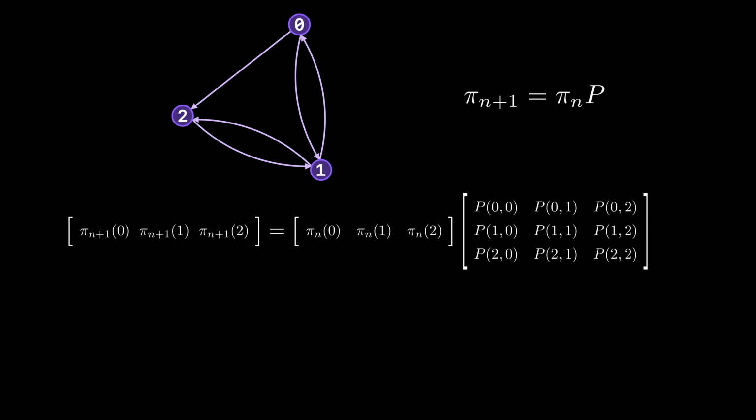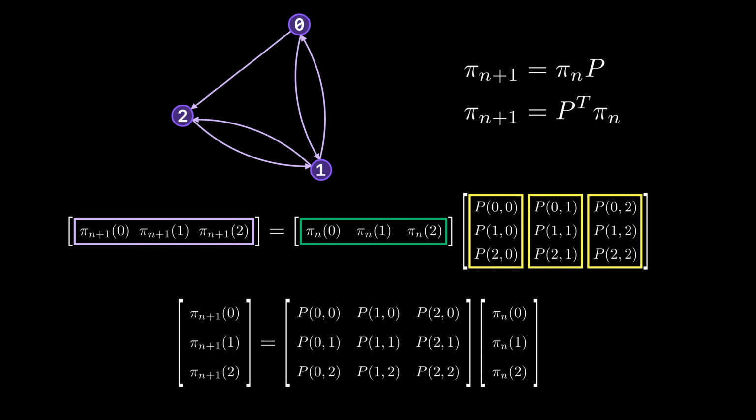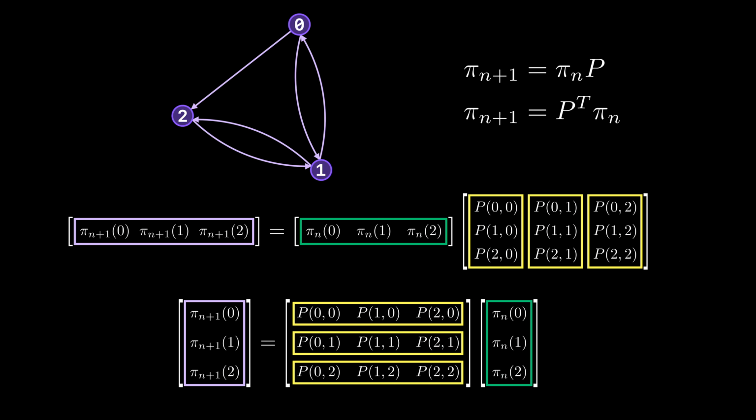But another way to represent the updates of the distribution is through a more standard matrix vector product, where we now represent our distributions as column vectors and then multiply the transpose of our matrix by the distribution to update it. By treating every column of our original matrix as a row and multiplying by a column vector, we get the same dot products as before.